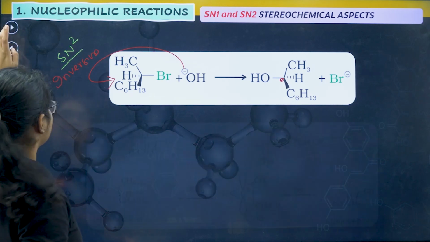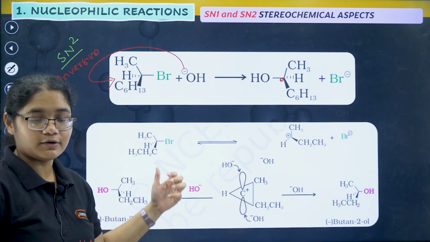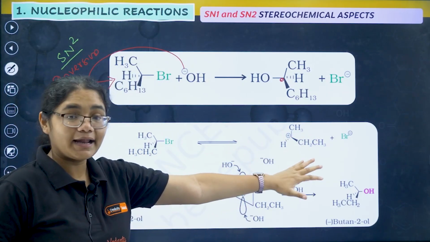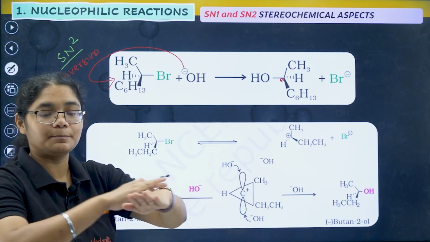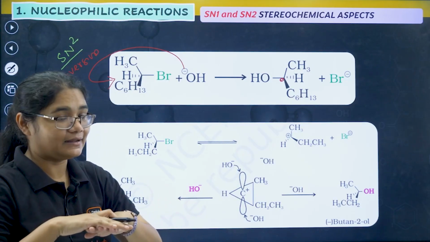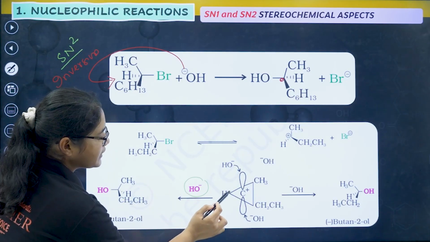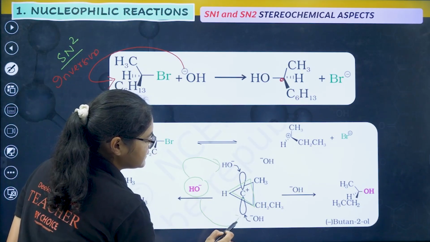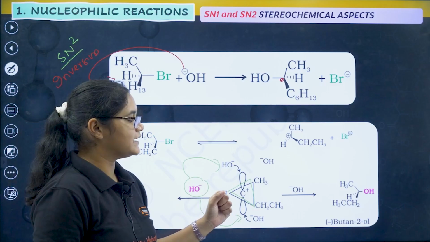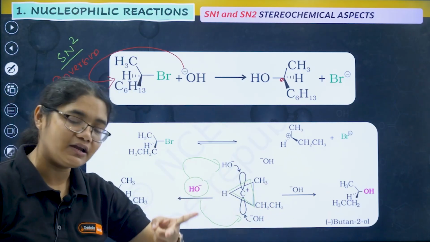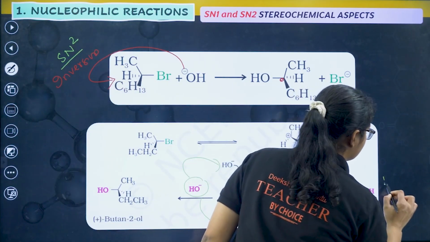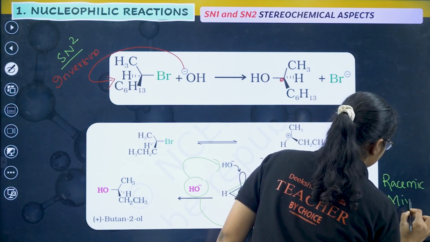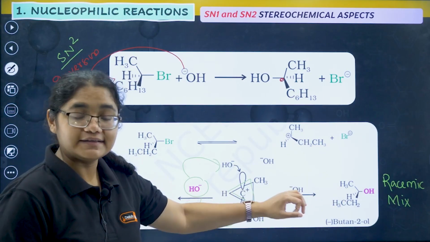Now if I take the next one, here there is an SN1 two-step mechanism. First there is a formation of carbocation, and once this carbocation is formed, what happens? The molecule becomes completely planar. So now this OH minus can attack from both the sides. If it attacks from both the sides, you will get both retention product and inversion product, and finally you will get a racemic mixture here.